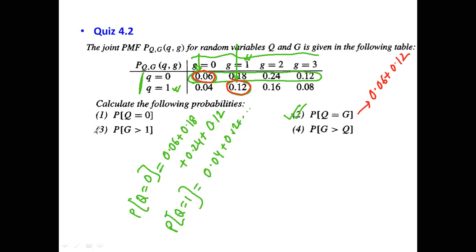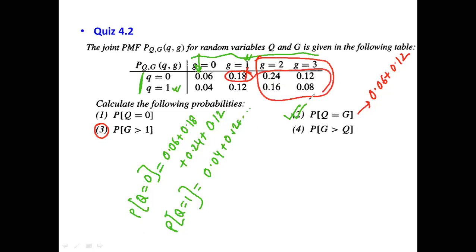Okay. What about number 3? 0.24 plus 0.12 plus 0.16 plus 0. Why not 0.18 also? Sir, in this case, g equals 1, but q equals 0. I'm talking about number 3. Number 3 is g more than 1. Definitely, we have to cut this one. G more than 1 means these 4.